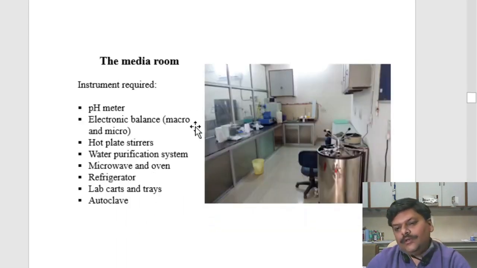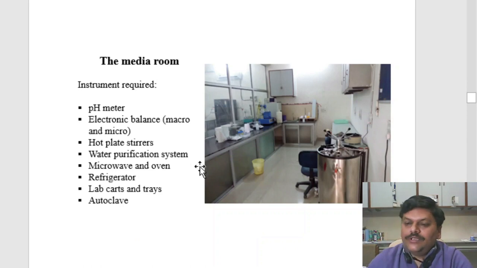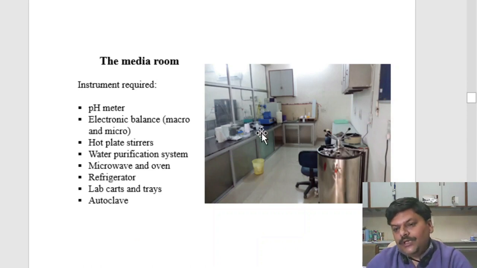So, for your clarity, if you see in this picture, this is a media room which we use here at IIT Roorkee for plant tissue culture purposes. It's a partition of a big room, and there are basic instruments here. There is a washing area, a working bench, and another bench housing basic instruments such as balance, magnetic stirrers, pH meters, and in one corner a big autoclave, which is used for sterilization of instruments as well as nutrient media.